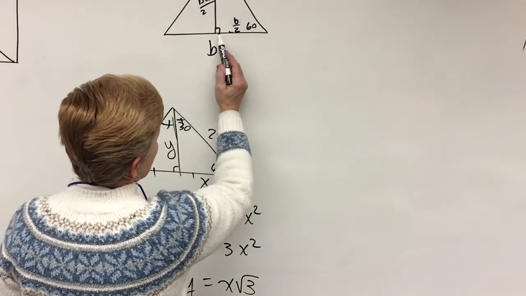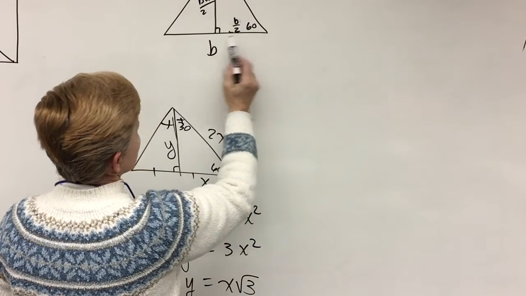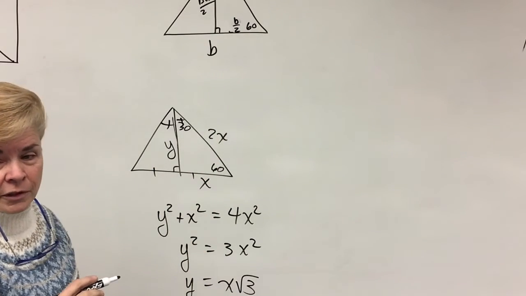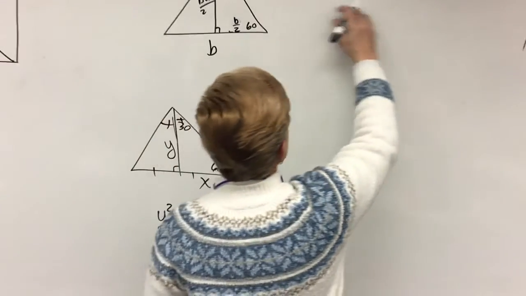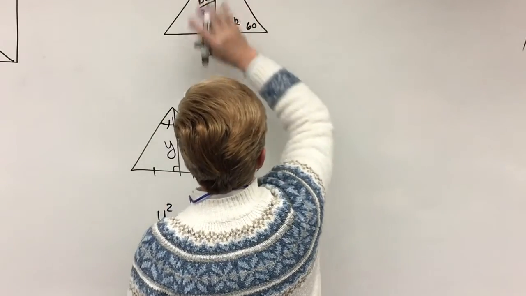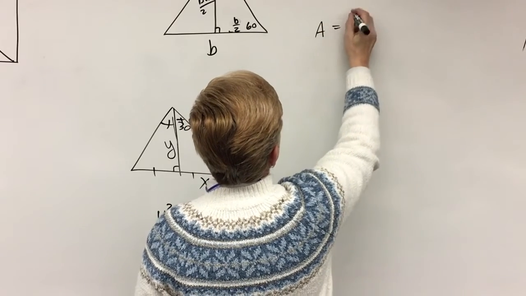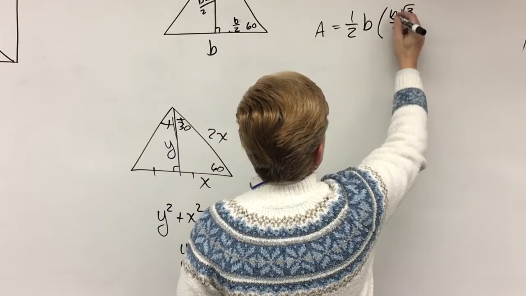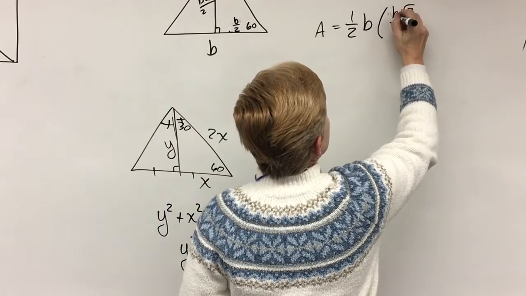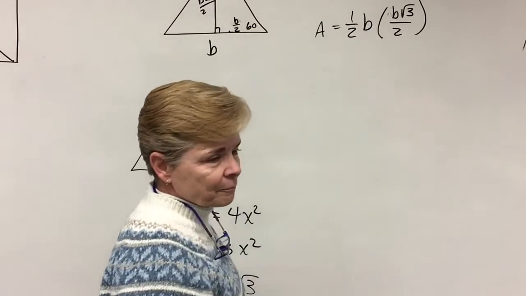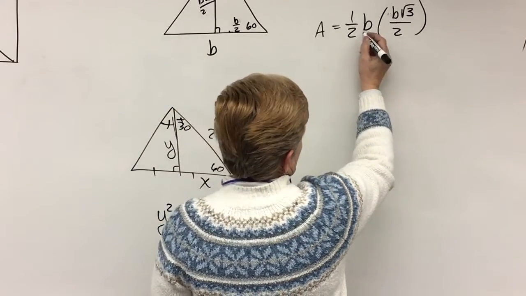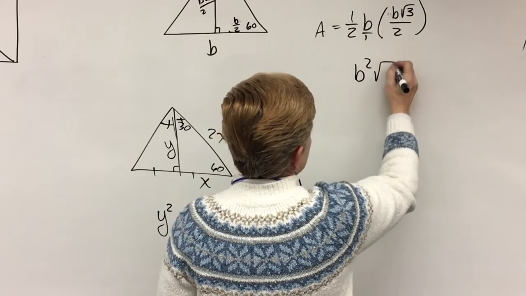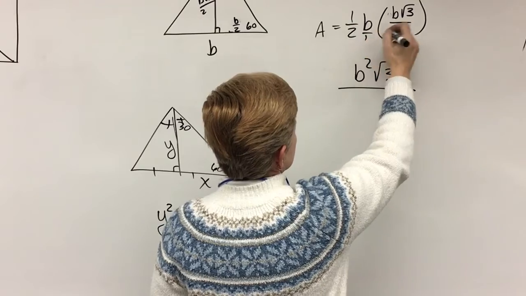So whatever length this short leg is, times root 3 is the long leg. Oh, I remember that. Y'all see that? Which means that if I convert this, it's only specific to an equilateral triangle, I get that area is equal to 1/2 of b times b root 3 over 2. Y'all following that? Okay, so remember that's over 1, so I've got 1 times b times root 3. That's b squared root 3 in the numerator. In the denominator, I have 2 times 1 times 2.